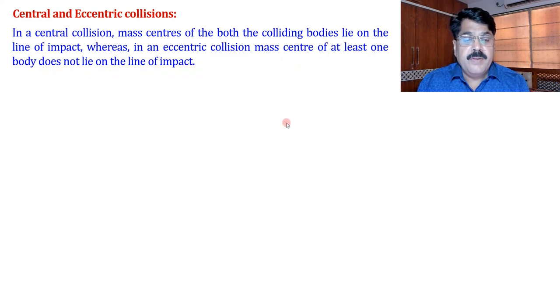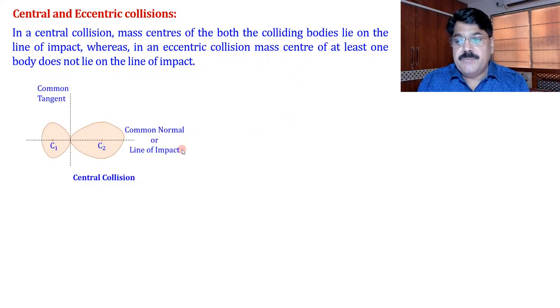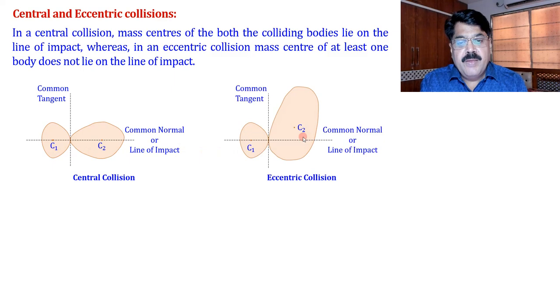What does it mean? That we can understand by situation. Say here, these are two bodies undergoing collision. So in this case, the mass center of this body C1 and mass center of this body C2 lie on the common normal and line of impact. Such a kind of collision is called central collision. And what is eccentric collision? Mass center of at least one body or both the bodies will not lie on the line of impact. Let us see, for example, here we have considered C2 is not lying on the line of impact. So this kind of collision will be eccentric collision.